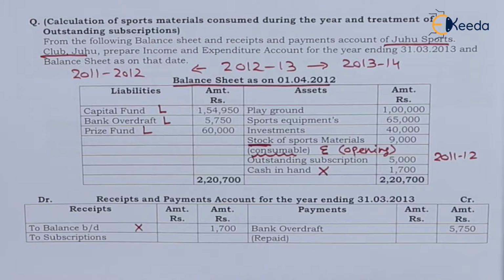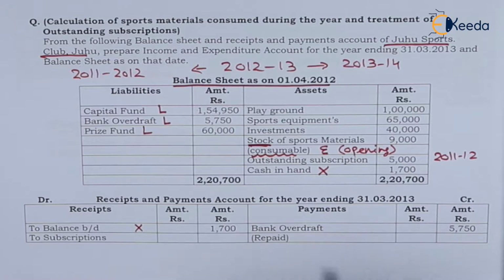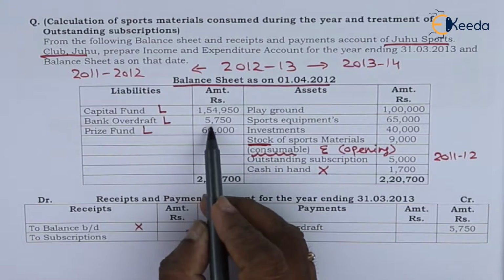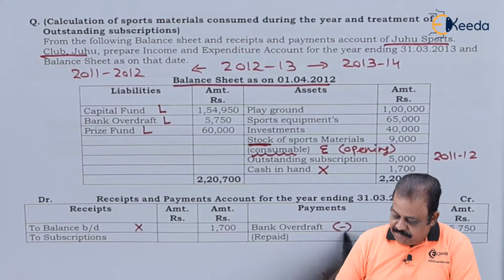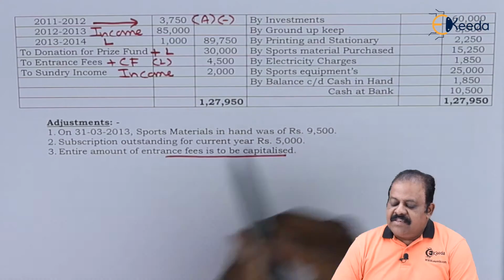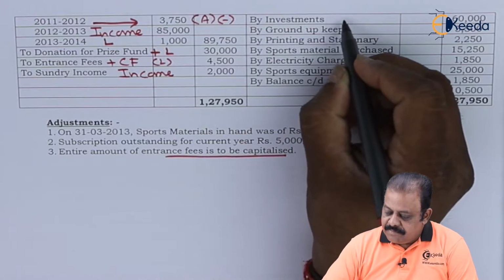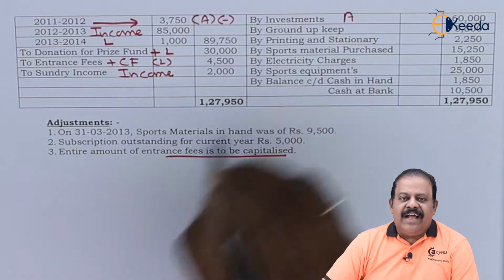Let us go through payments. Bank overdraft paid 5750. Here the bank overdraft is 5750. That means that amount is paid. So bank overdraft will not be there now in the new balance sheet. Next we have investment. This is investment purchased. It will be recorded as asset.